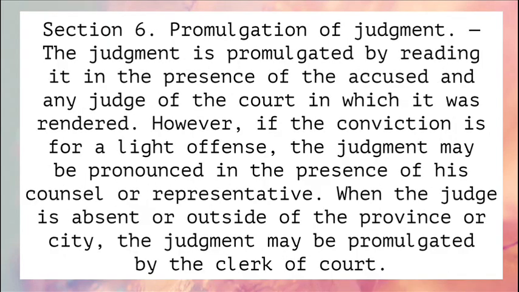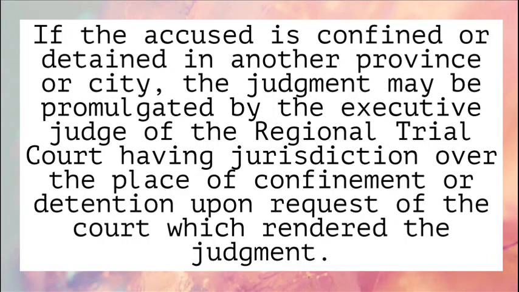Section 6. Promulgation of judgment. The judgment is promulgated by reading it in the presence of the accused and any judge of the court in which it was rendered. However, if the conviction is for a light offense, the judgment may be pronounced in the presence of his counsel or representative. When the judge is absent or outside of the province or city, the judgment may be promulgated by the clerk of court. If the accused is confined or detained in another province or city, the judgment may be promulgated by the executive judge of the regional trial court having jurisdiction over the place of confinement or detention upon request of the court which rendered the judgment.